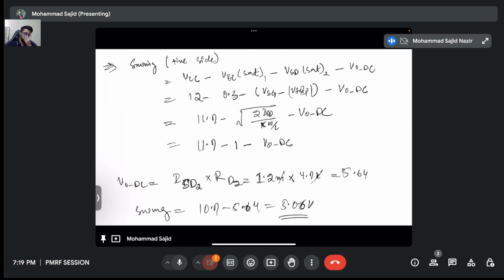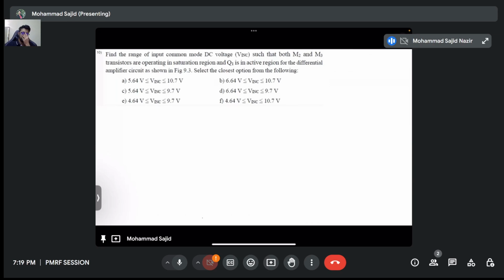Find the range of input common mode DC voltage VIC such that both M2 and M3 are operating in the saturation level. So we need to find the range.